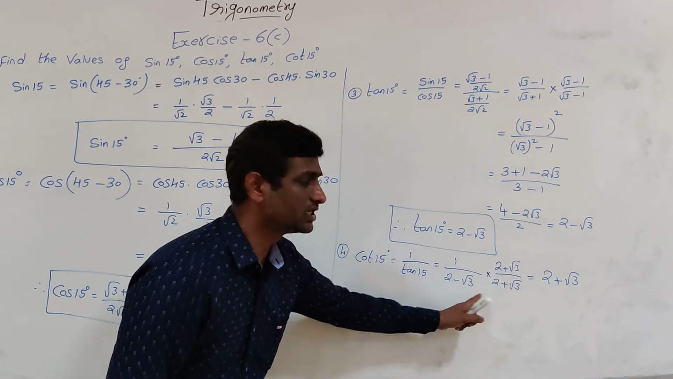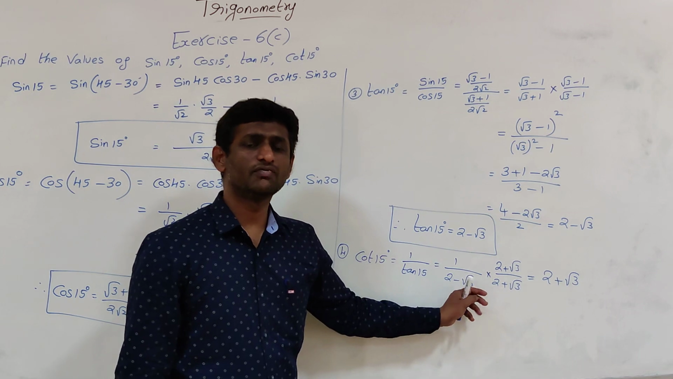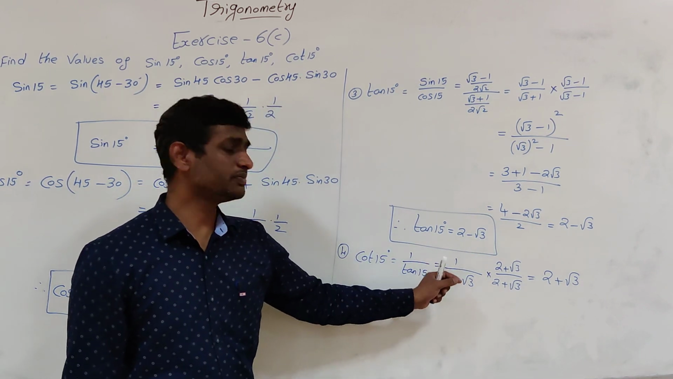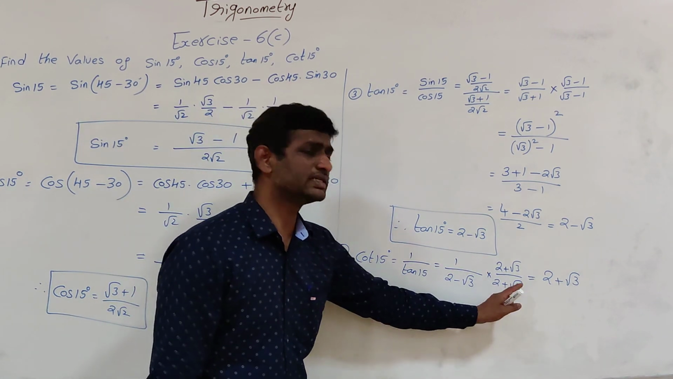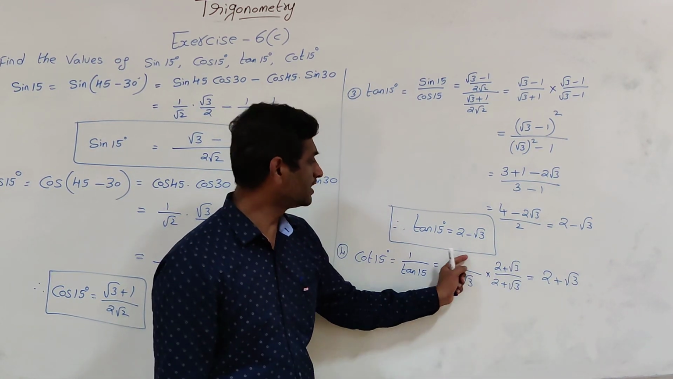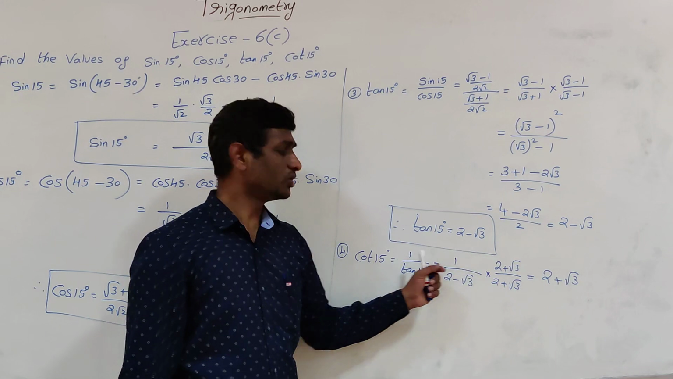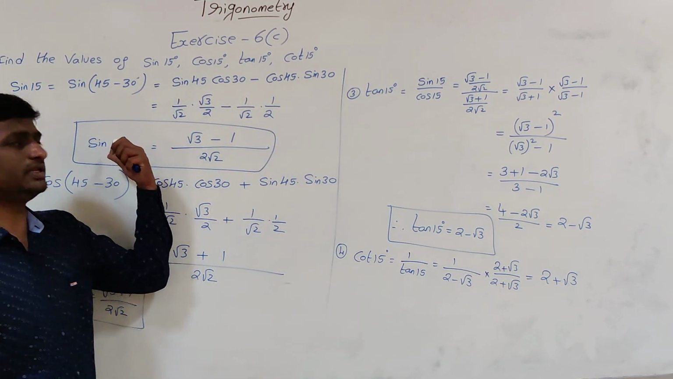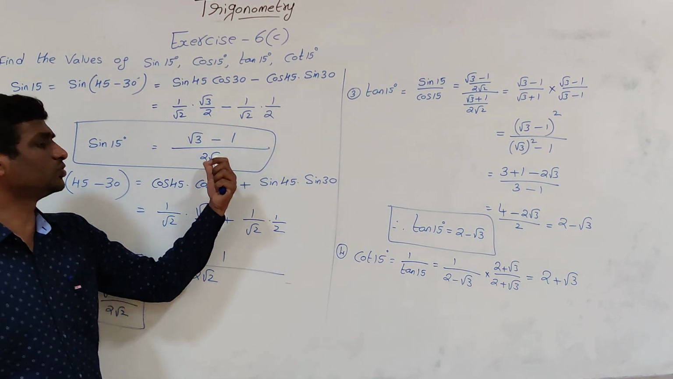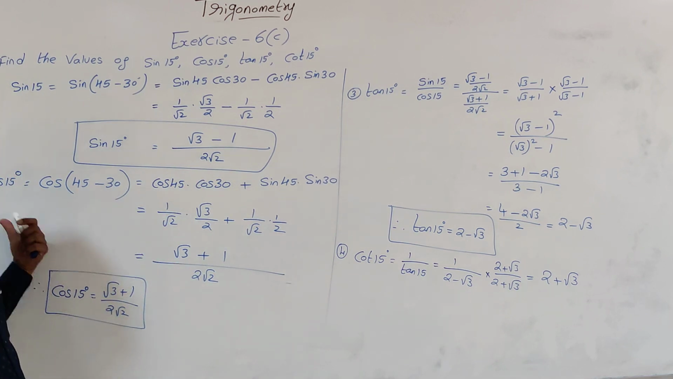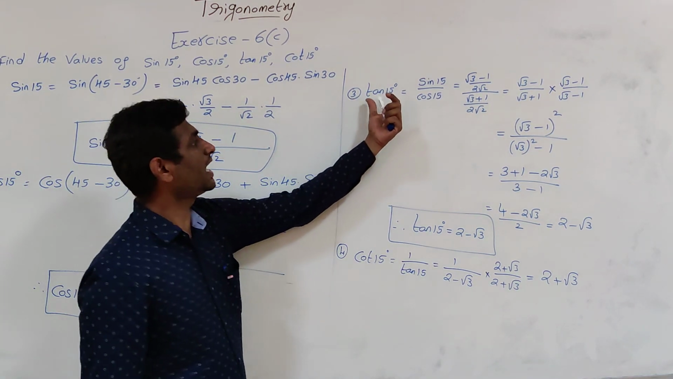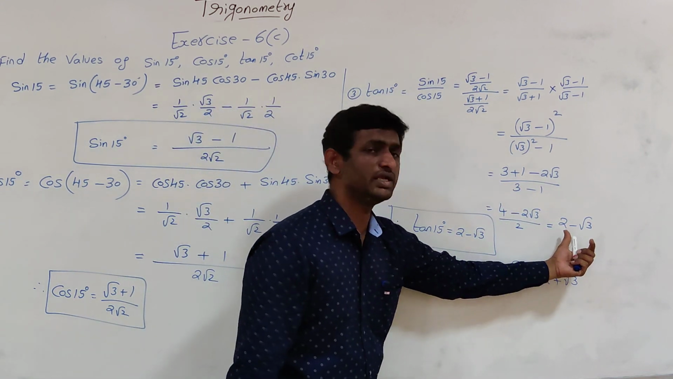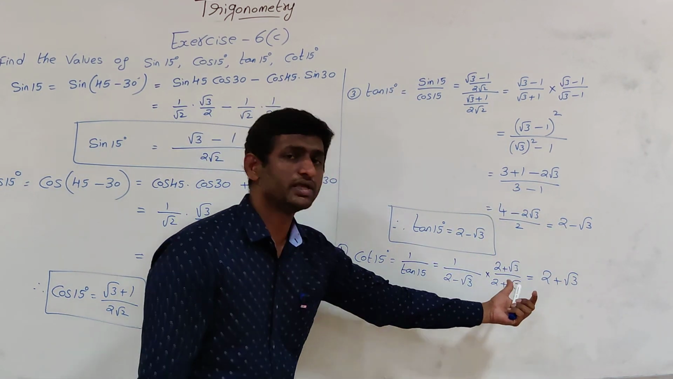Why? Because in the denominator it will be in the form of a minus b, a minus b into a plus b, that is a square minus b square. 4 minus 3 gives 1. And the numerator will be 2 plus root 3. So sin 15 is root 3 minus 1 by 2 root 2. Cos 15 is root 3 plus 1 by 2 root 2. Tan 15 is 2 minus root 3 and cot 15 is 2 plus root 3.